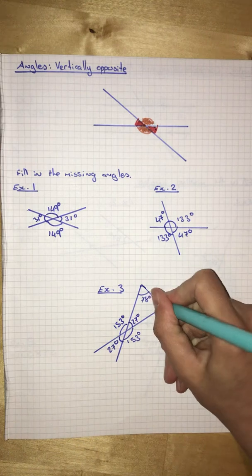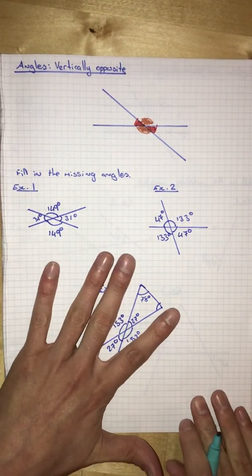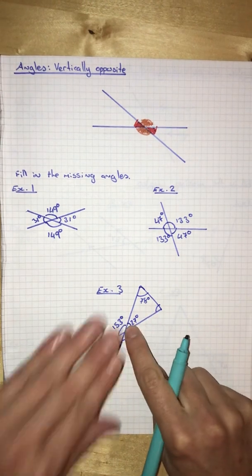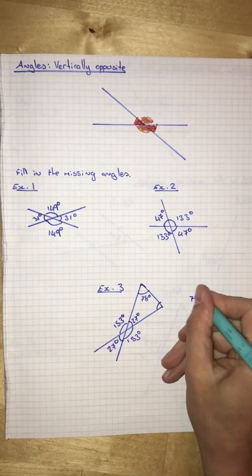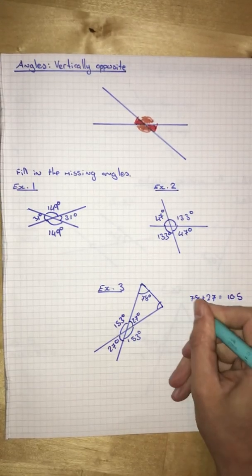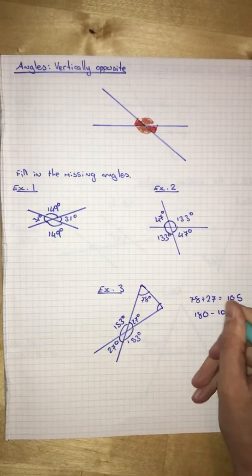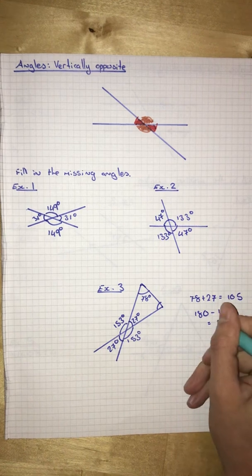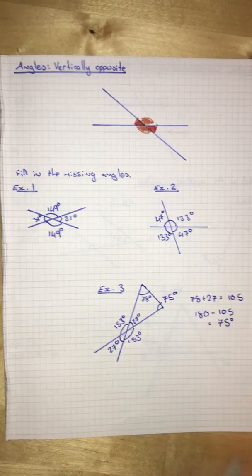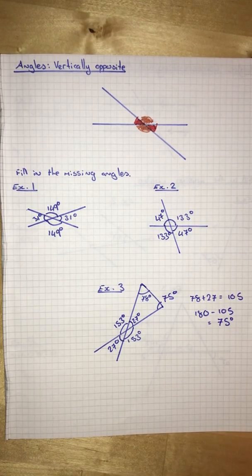Now all we need to do is get this angle. You can see there that that's a triangle. So we do 78 plus 27, which is 105, and then 180 minus 105 is 75 degrees. So that's vertically opposite angles.